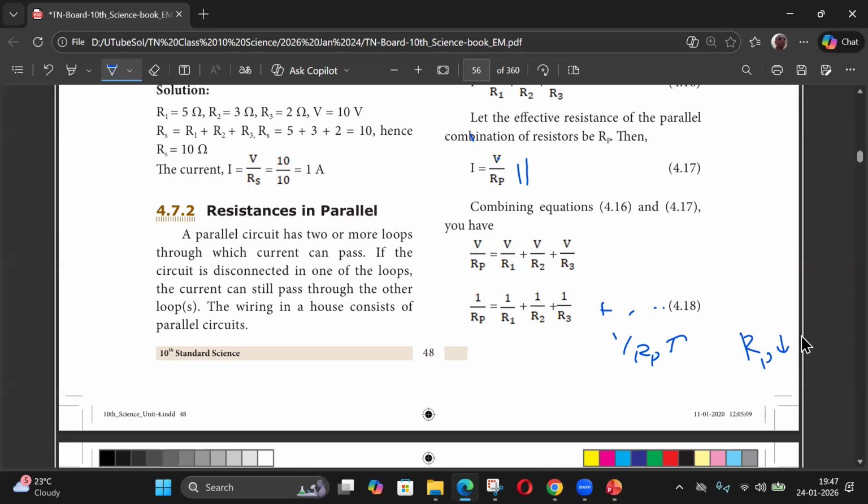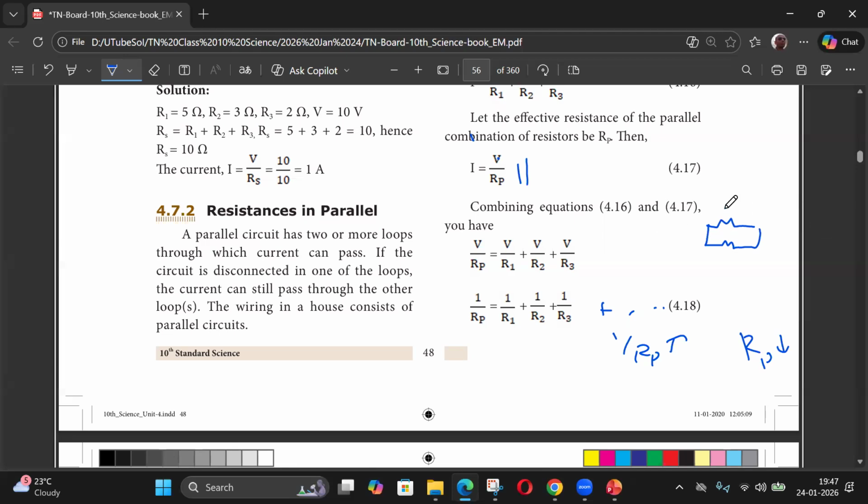So when we add more terms, 1 by R will increase, 1 by RP will increase. That means RP is decreasing.